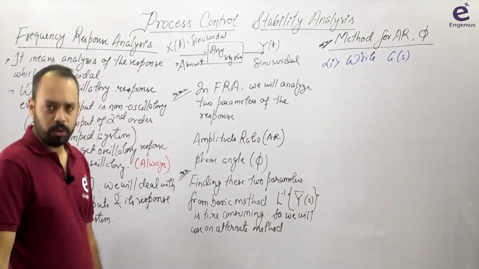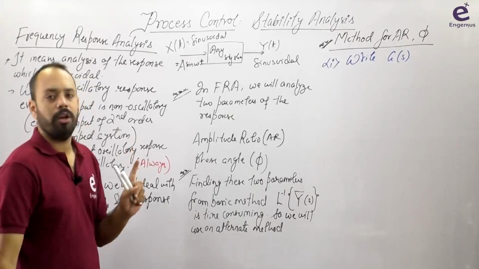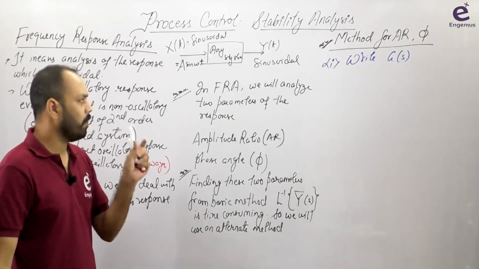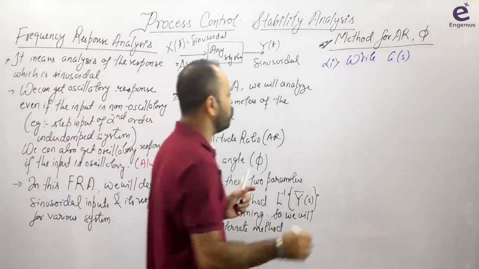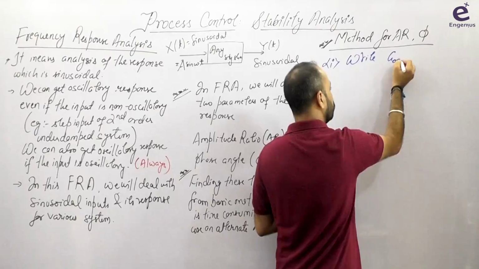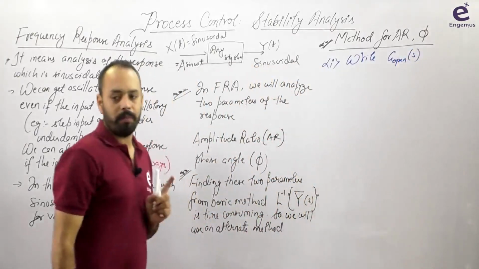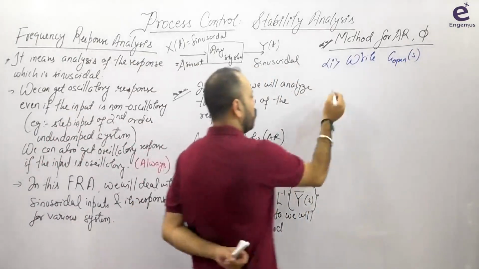Normally we find amplitude ratio and phi not for the overall system. We will find it for the overall system too, but not like this. We find AR and phi for the individual components. So I'm writing here G open S. Don't say, sir, open means open loop transfer function. No. Write G open S means, suppose GC.